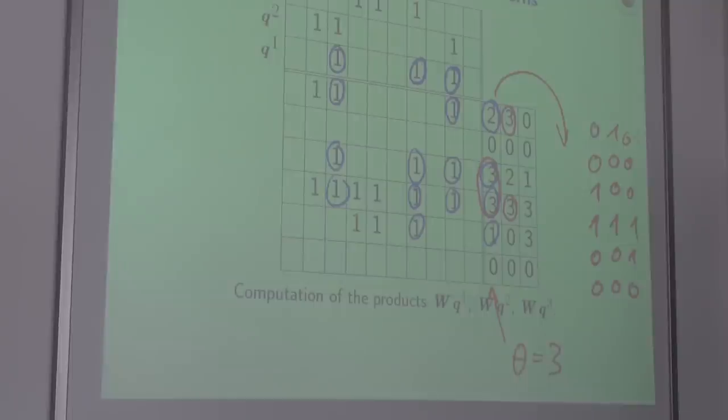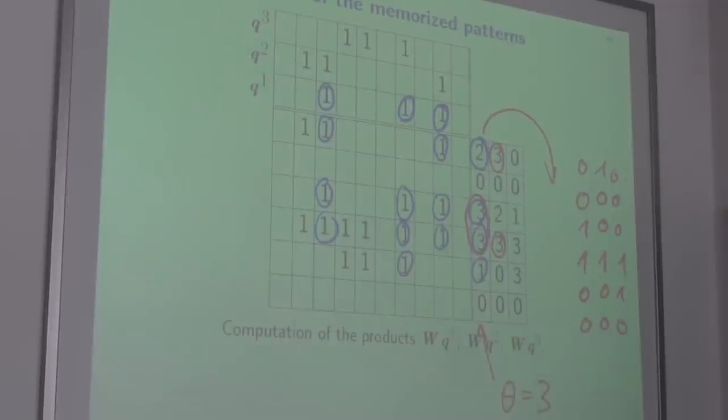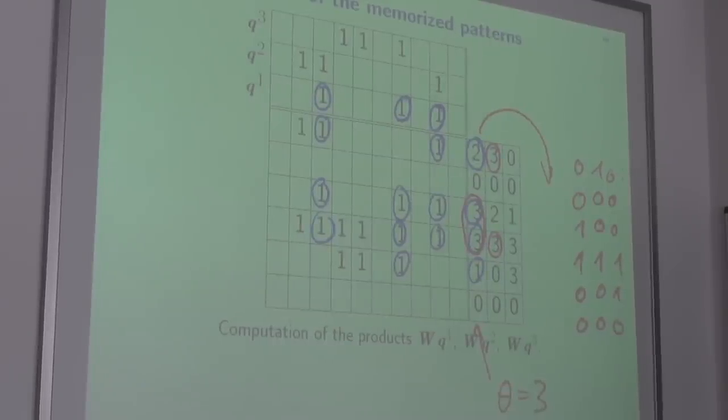So the question is, does this work all the time? Or is this just accidentally that it worked here? And again, there is a proof. Professor Palm did the proof many years ago, I guess at least 20 to 30 years ago. He proved that if the patterns that you store are first random and second not too many, then it works. So the training patterns will be reproduced with very high probability.